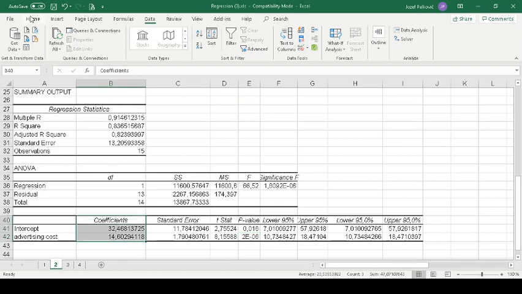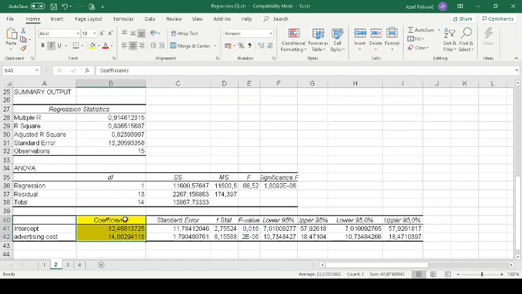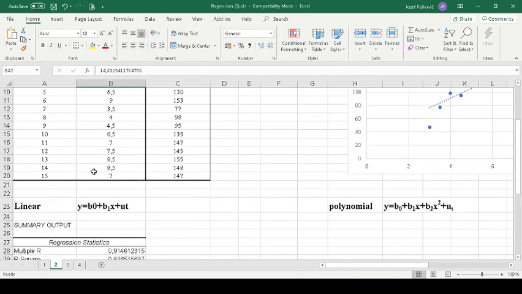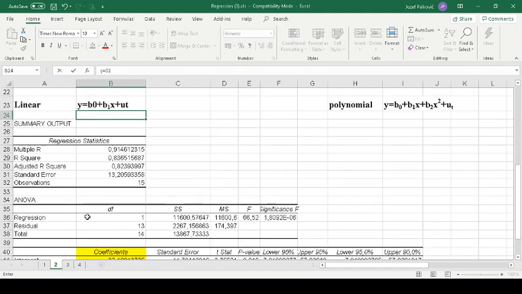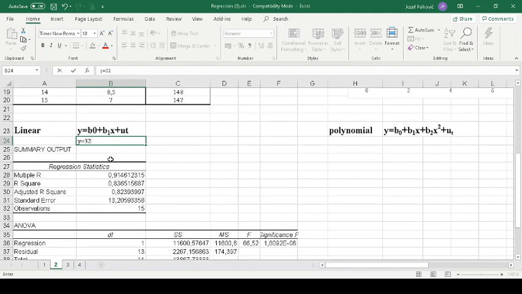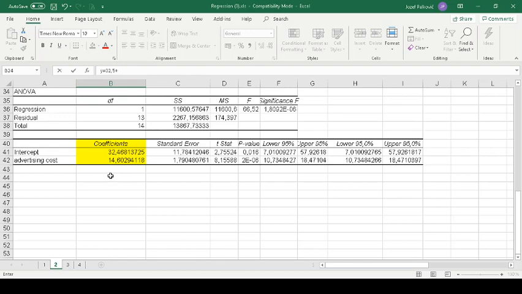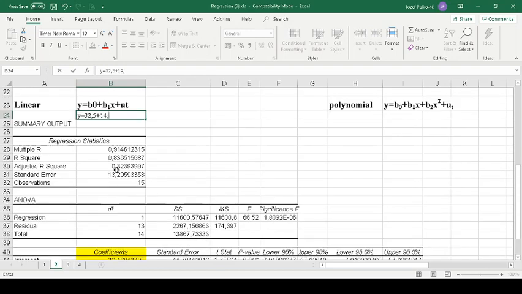And here is the estimated function. Estimated regression coefficients: intercept 32.5, and advertising cost coefficient 14.6. So actually we estimated the function: revenue is equal to 32.5 plus 14.6 advertising cost plus some random error. So that's the estimated linear function.